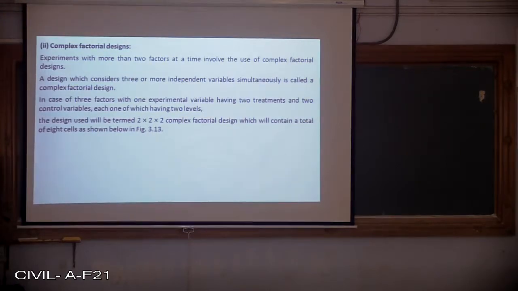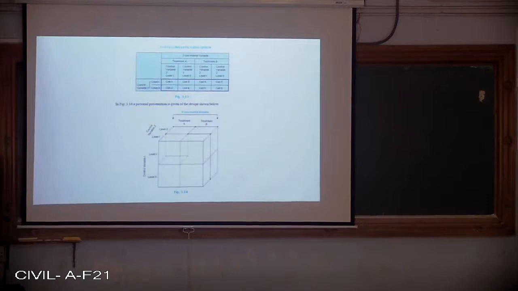So if factors are more and the variables in the group are more, it leads to complex design. A design which considers 3 or more independent variables simultaneously is called complex factorial design. At that time you have a matrix of 2 into 2 complex factorial design which will have a total of 8 cells. You can see here the experimental variable, you have a total of 8 cells. Under control, treatment A you have 4 cells, treatment B you have 4 cells, with control variable level 1 and level 2.